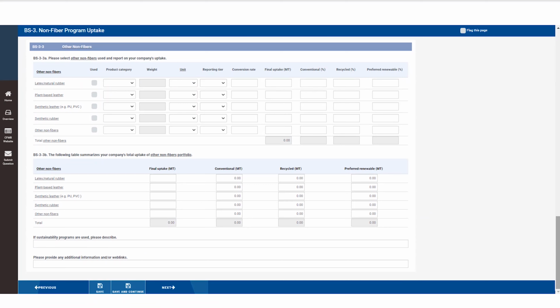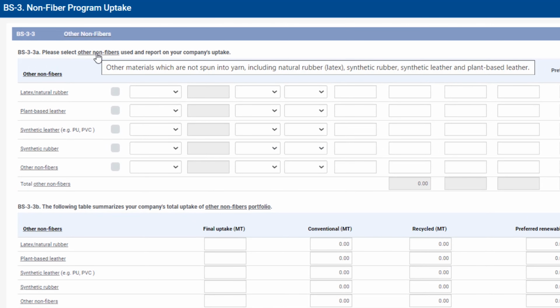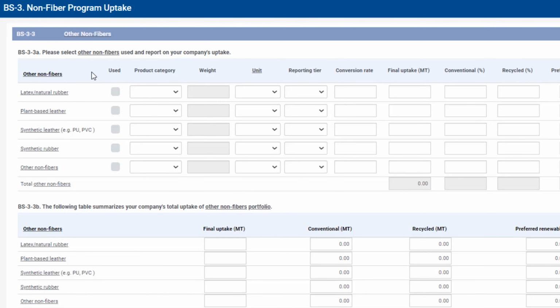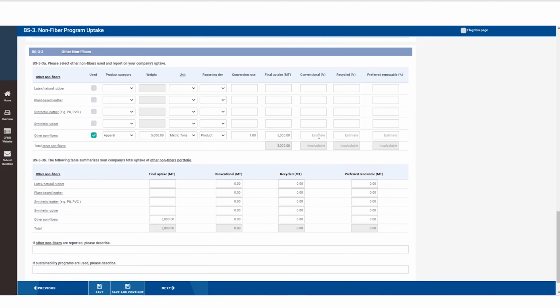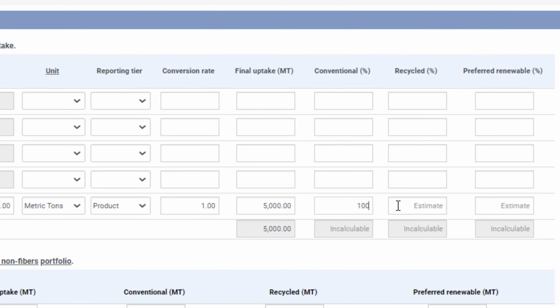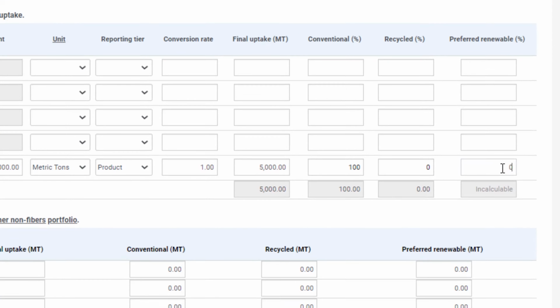The next section of the balance sheet 3 is Other Non-Fibers. Reporting of other non-fibers is completed in the same way as other fibers as previously explained, by reporting the initial volumetric information and then entering what percentage of uptake of a material is conventional, what percentage is recycled, and what percentage is preferred renewable.